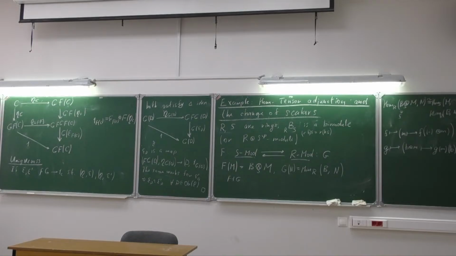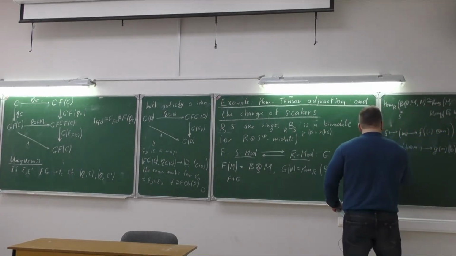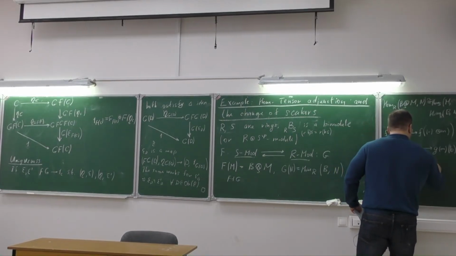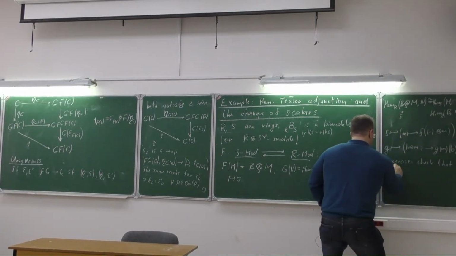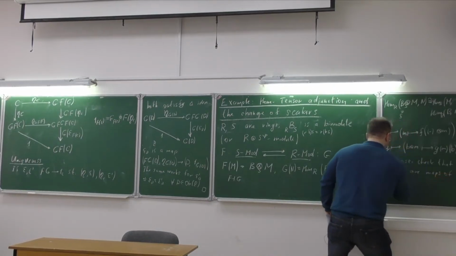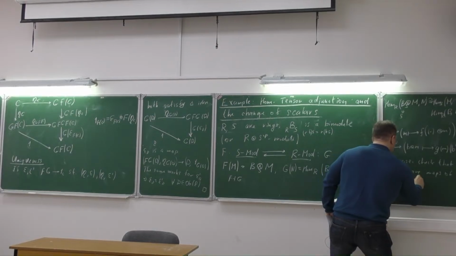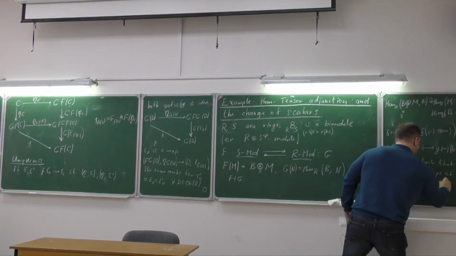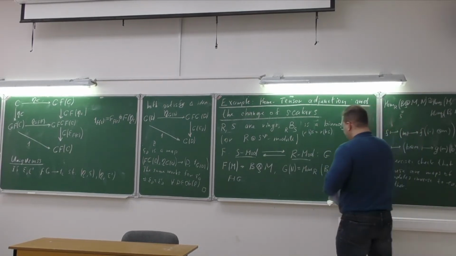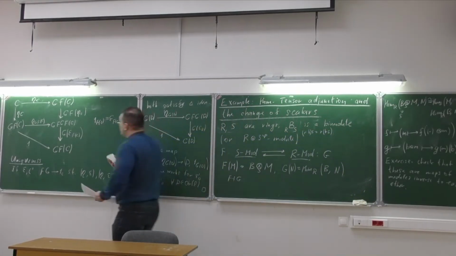And it's quite boring, whenever you have these formulas, to check that these two maps are inverse to each other, and that this map is actually a map of modules. So all the details are an exercise. Exercise: check that these are maps of modules inverse to each other. So that's the adjunction between Hom and tensor.